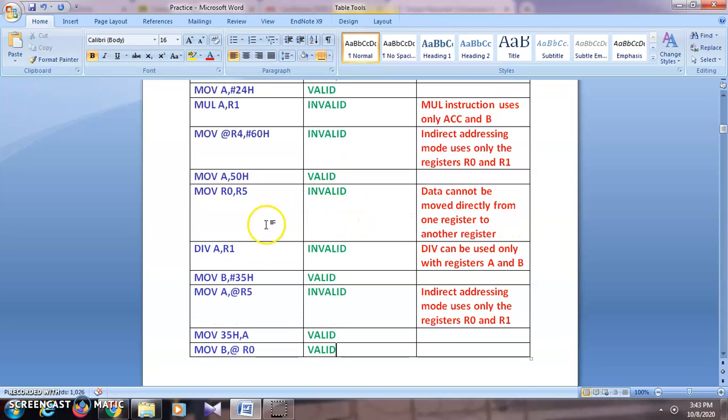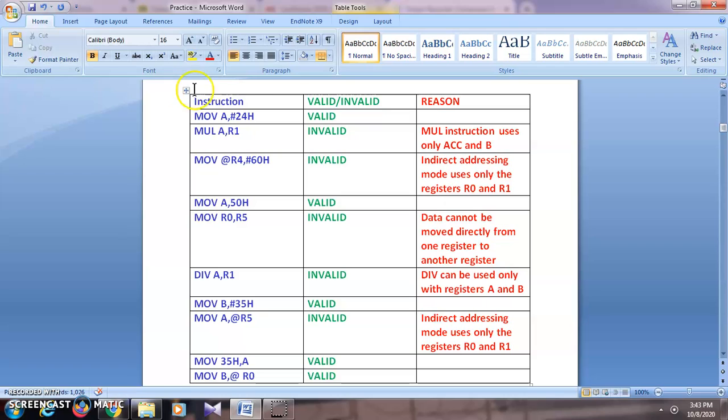So if you know perfectly how to write the instructions in different addressing modes, you can check whether the given instruction is valid or invalid.